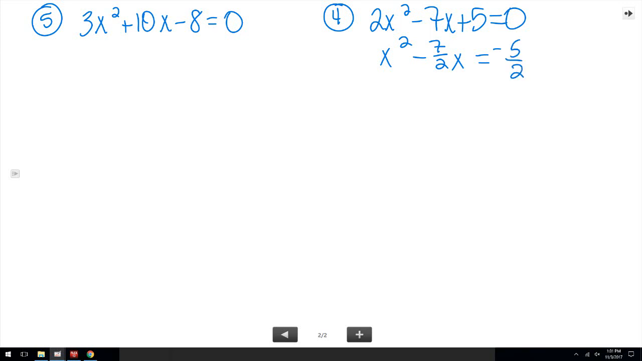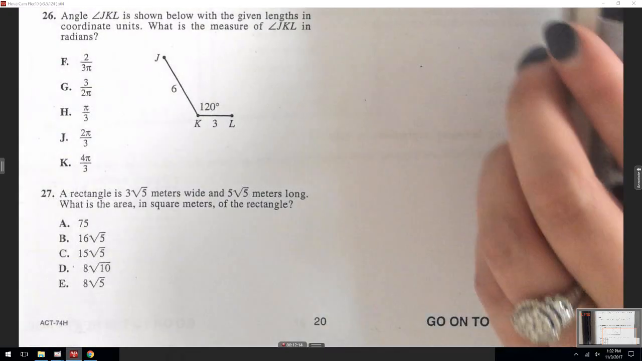Now, I had an epiphany yesterday. At the end of the day, after I taught this 3 times, that when you do the negative 7/2, divide by 2 and square it, we could have just used our calculator. I wasn't even thinking.